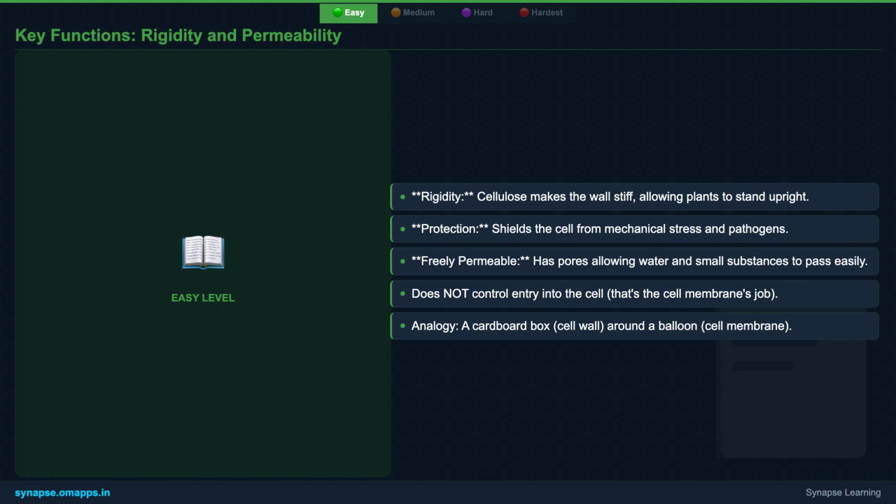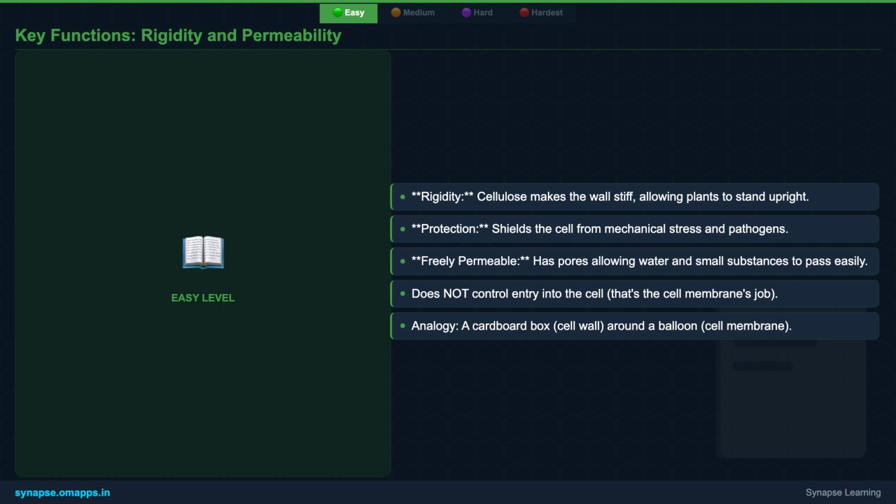First, it provides incredible rigidity. Thanks to cellulose, plant cells are stiff, allowing plants to stand tall and firm against gravity. Imagine a tree trunk, its strength comes from these rigid cell walls. Second, it offers vital protection against physical damage and even tiny invaders like pathogens.